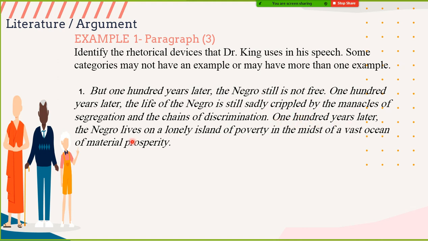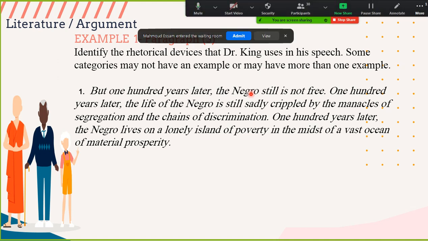100 years later, the Negro lives on a lonely island of poverty. Are they living on a lonely island, really? No, but this is referring to what? To the isolation. How they are isolated from the rest of the American society, and they are living in poverty. Do you know the meaning of poverty? Does this mean that they are poor or rich people? Poor. So poverty is the noun of poor. Poor is the adjective. It means someone that doesn't have money, and poverty is the noun.